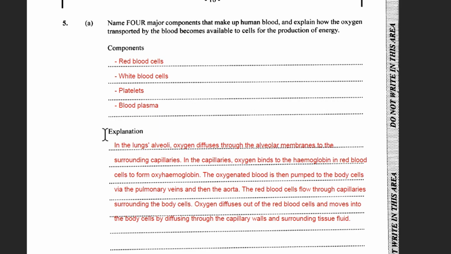Explanation. Well, in the lungs, in the alveoli, oxygen diffuses through the alveolar membranes to the surrounding capillaries. In the capillaries, oxygen binds to the hemoglobin in red blood cells to form oxyhemoglobin. The oxygenated blood is then pumped to the body cells via the pulmonary veins and then the aorta. The red blood cells flow through capillaries surrounding the body cells. Oxygen diffuses out of the red blood cells and moves into the body cells by diffusing through the capillary walls and surrounding tissue fluid. I basically just read all that because we explained this already. Same thing. You basically just explain how that oxygen moves around and how it gets into the body cells from the lungs.